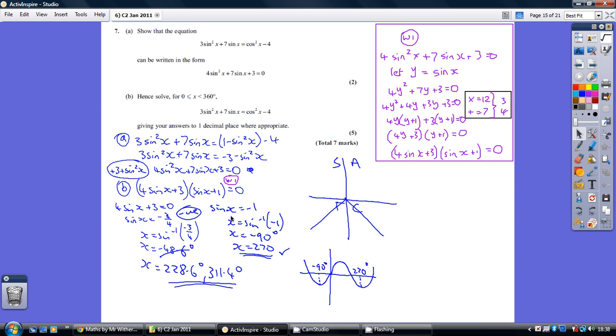Now with this sine solution being minus 90, I think when we have a solution exactly on a boundary, we're better off just thinking straight back to the normal sine curve. Here's the sine curve. There's our first solution at minus 90. Here's our next solution at 270. So our three solutions are 228.6, 270 and 311.4.